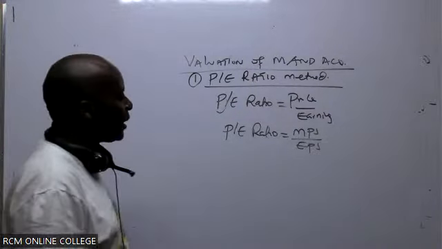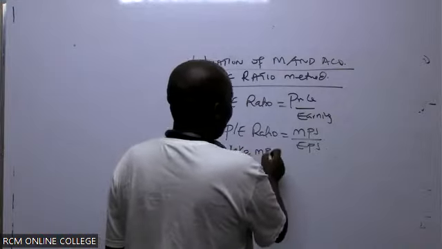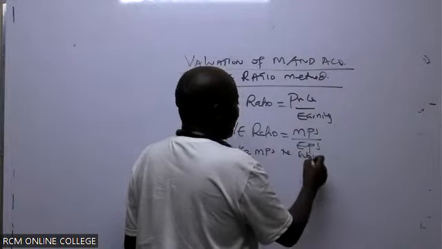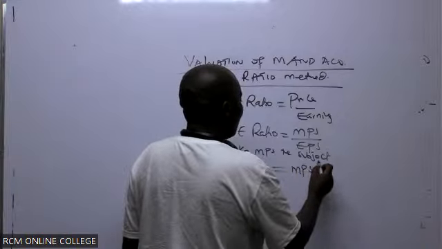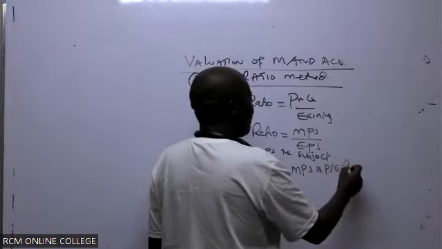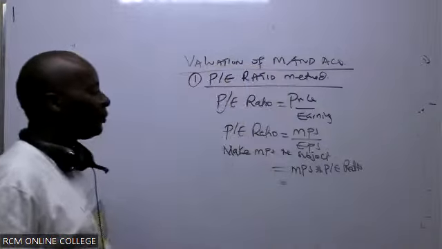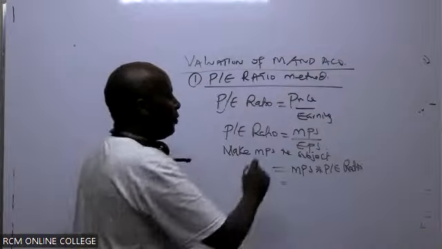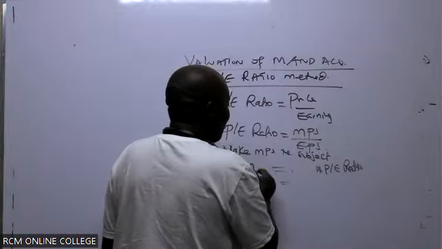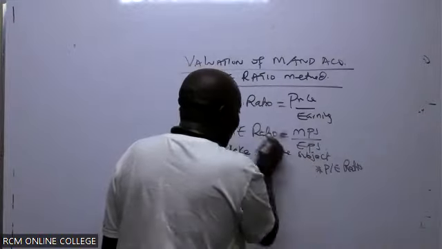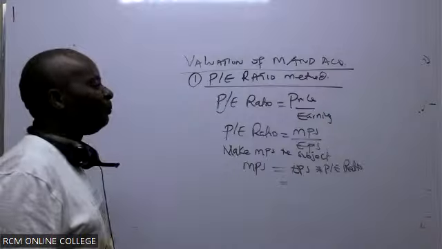Please make MPS the subject of the formula. If you make MPS the subject, it should be left alone. So MPS will be equal to EPS times PE ratio.